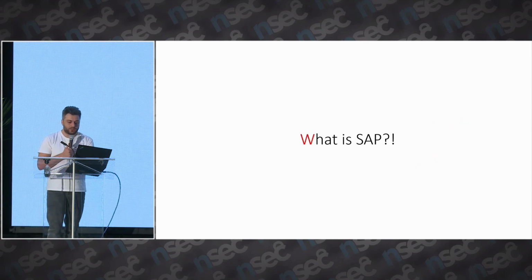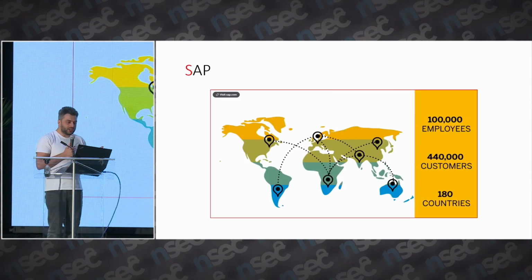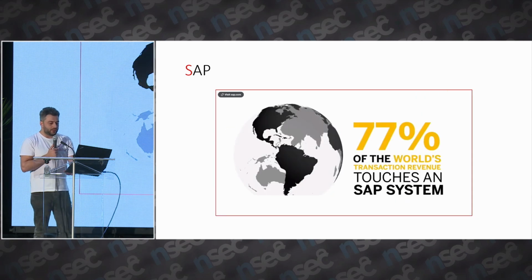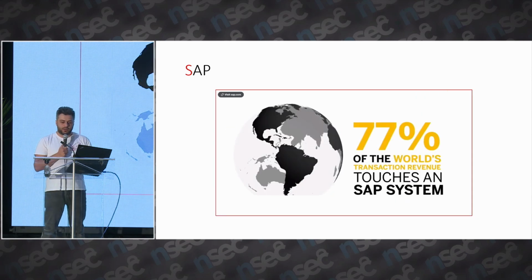So what is SAP? SAP is a multinational software corporation that specializes in enterprise software development, including enterprise resource planning software. ERP software is used by businesses of all sizes across all industries to manage their day-to-day operations.